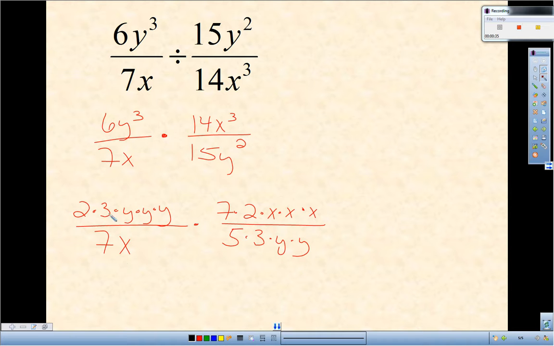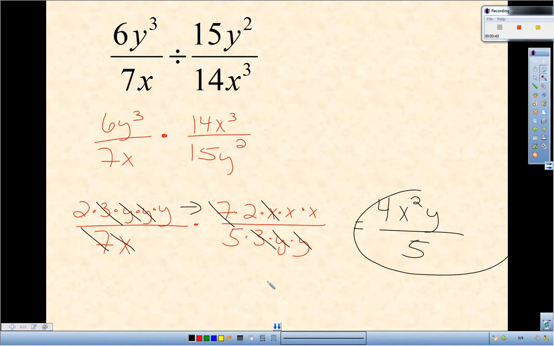Cross out my factors. I have a 3 in the top and bottom, 2 y's, 1 x, and a 7. Multiply straight across. That's going to leave me 4x squared y over 5. And that will be my answer for that one.